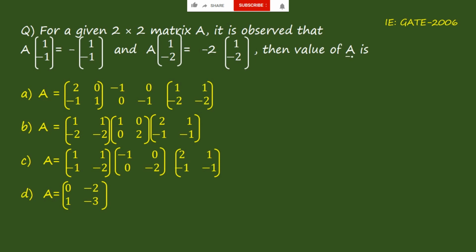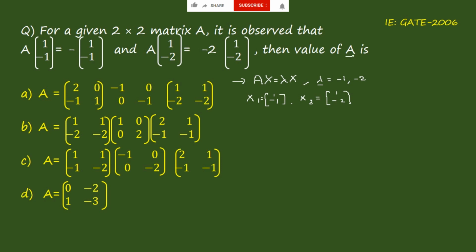The value of A is, okay. Now if you see this one, it is in the form of A X equal to lambda times X. Yes or no? So we can see that the lambda values are minus 1 and minus 2, x1 is (1, -1), and x2 is (1, -2). These are my eigenvectors. These are my eigenvalues.